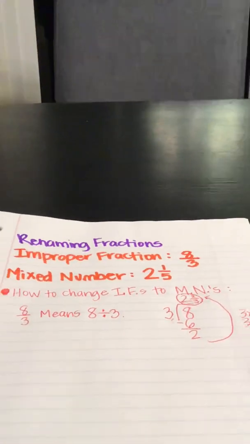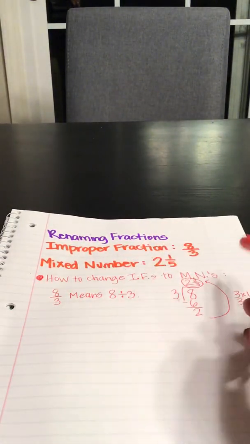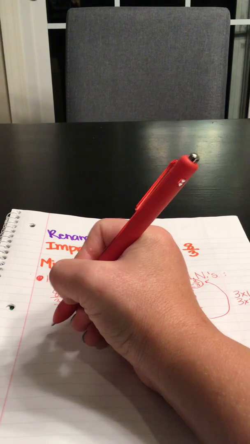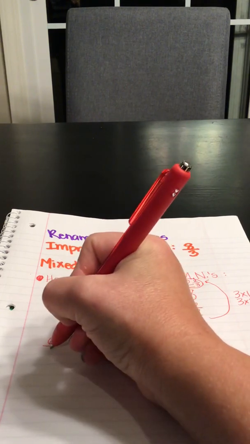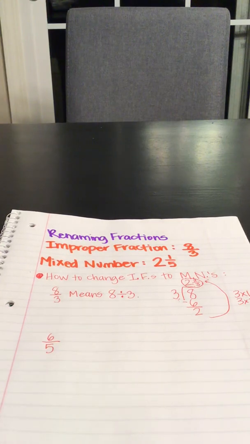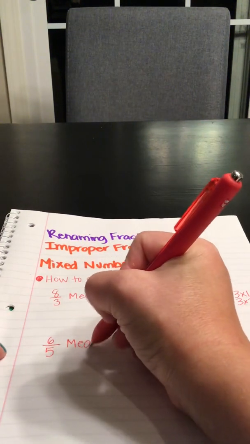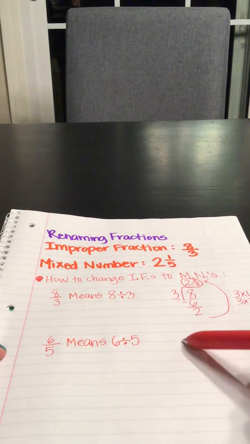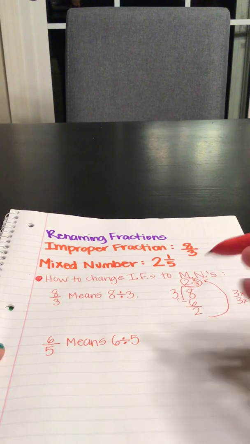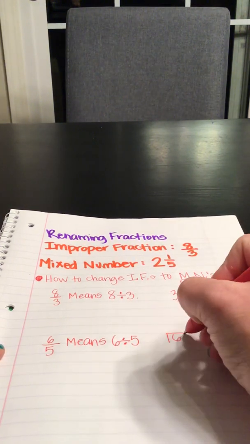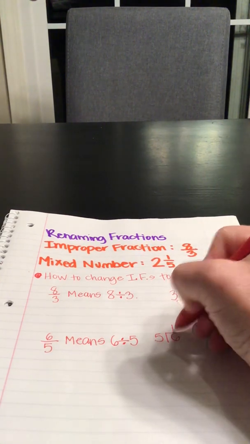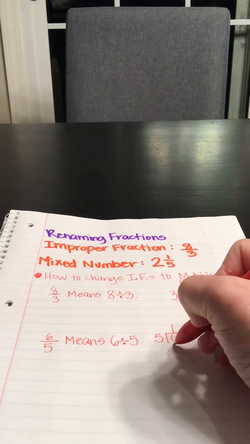So we need to get pretty good at changing improper fractions to mixed numbers. Let's try, maybe we'll do 6/5. Okay, what does 6/5 mean? It means 6 divided by 5. So go ahead and set up your division problem right here. Make sure you're paying attention. So you're still learning even though I'm at home. So what is 6 divided by 5? Well, you guys know 5 can only fit into 6 one time, right? Let's multiply. 1 times 5 is 5.